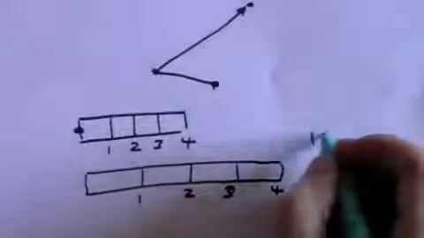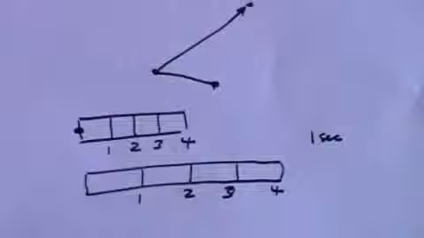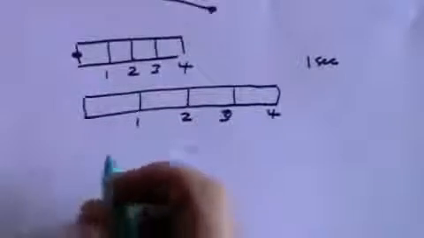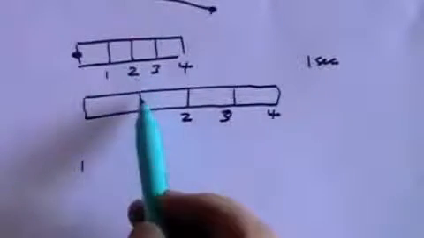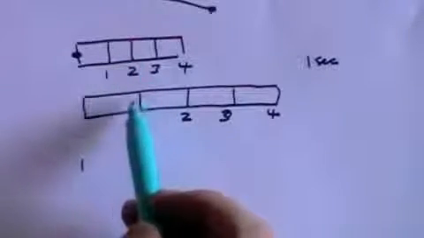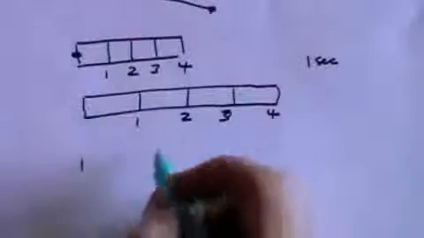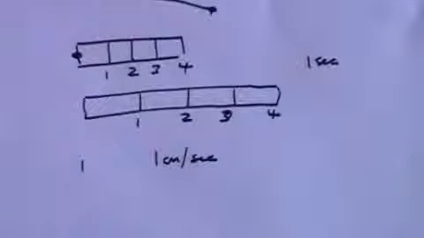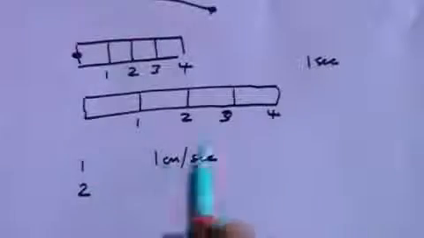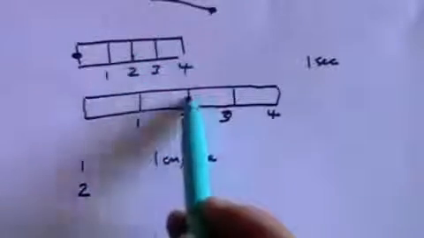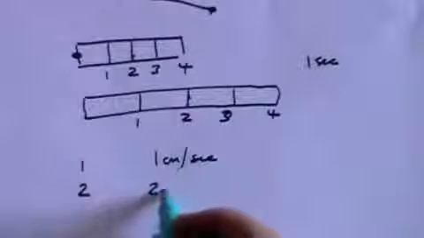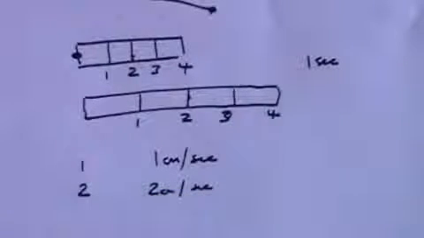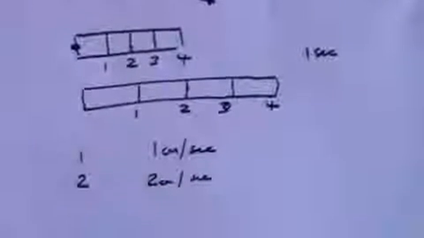If this whole process took 1 second, what can we say about each of the coordinate points? Well, point number 1 travelled 1 centimetre from there to there. 1 centimetre in 1 second. So its speed or velocity was 1 centimetre per second. Point number 2 travelled from here to here, a distance of 2 centimetres in 1 second. So its speed was 2 centimetres per second.